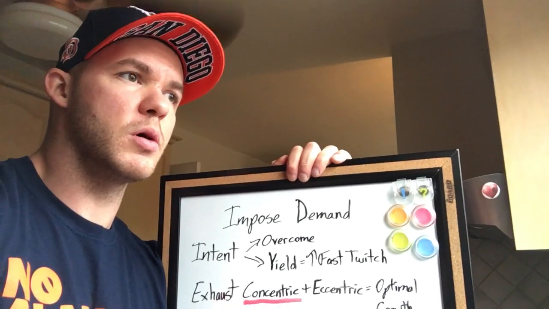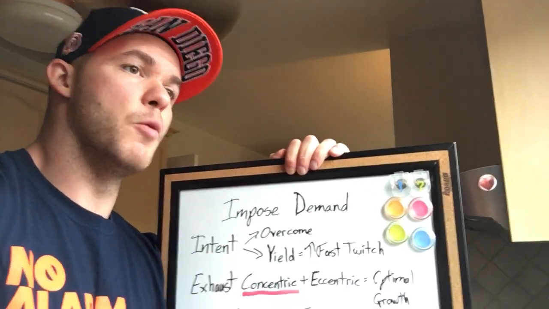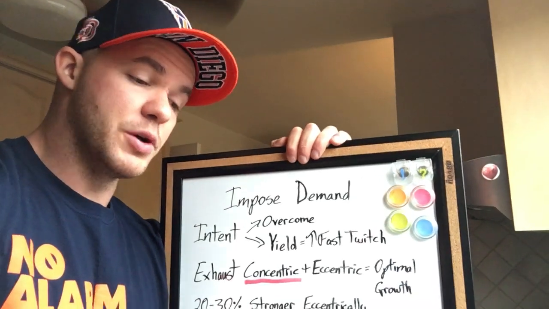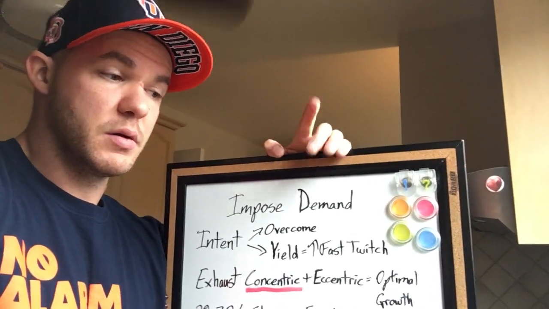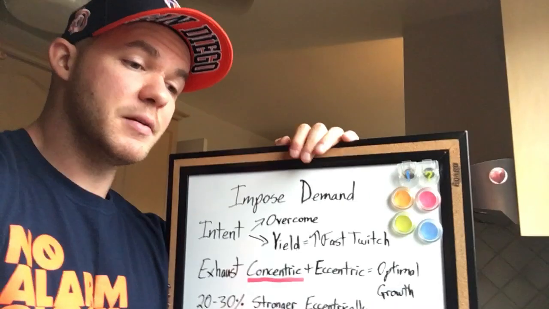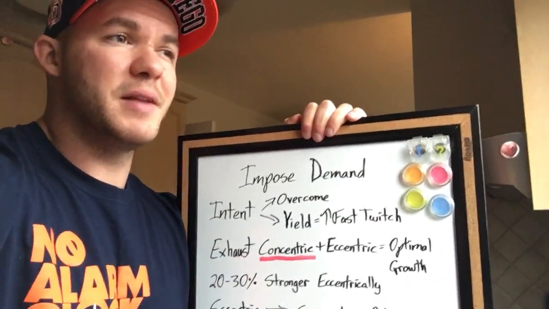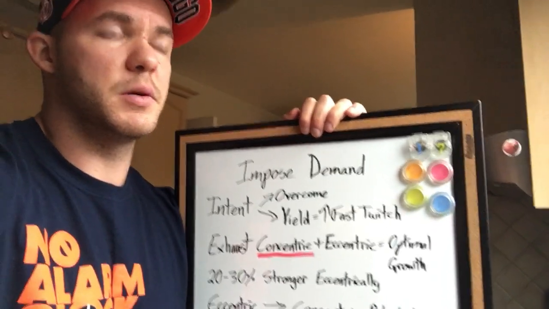What happens is when you lower a weight really, really fast, momentum increases the resistance to overcome. So when you're lifting a weight concentrically, momentum lowers the mass to overcome. But when you're lowering a weight, momentum increases the mass to overcome. So I'll give you an example.